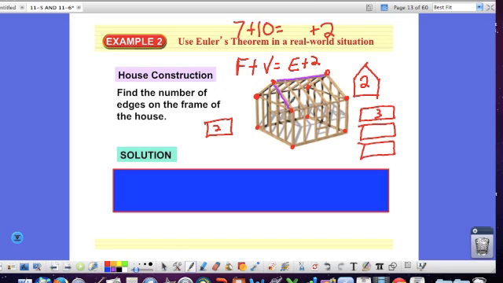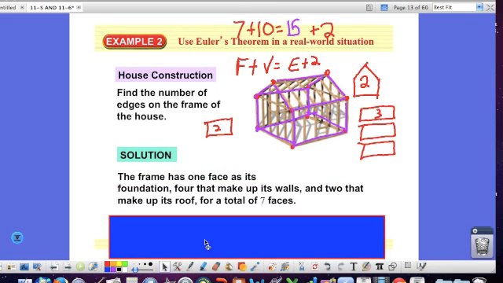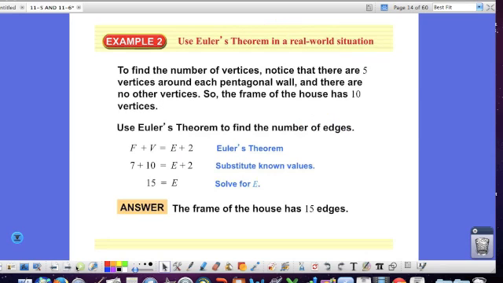1, 2, 3, 4, 5. Maybe 1 along the back there. 6, 7, 8, 9, 10, 11, 12, 13, 14, 15. So I believe that I have counted them all. Let's see if we're right. It's part of the solution, and there's the rest of it. So the house has 15 edges.